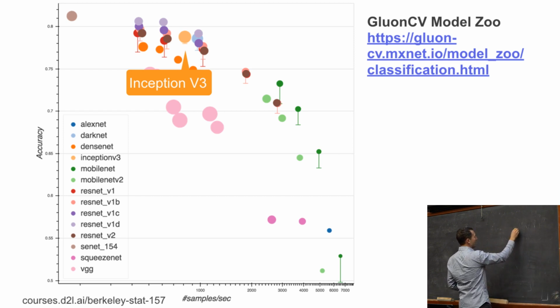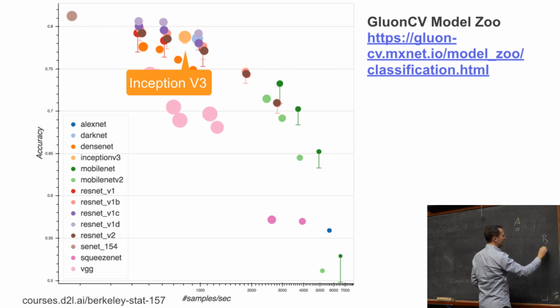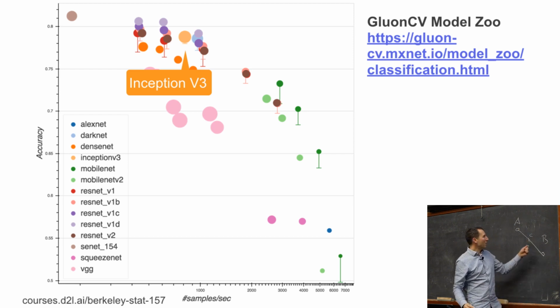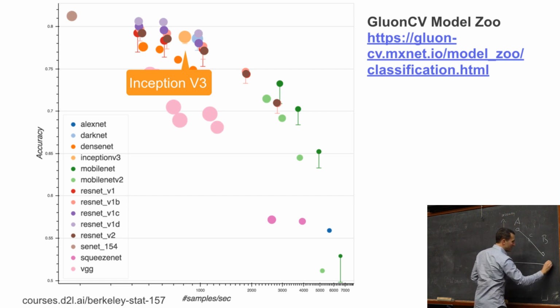Let's say I have two networks, network A and network B. Network B is the fast network. Network A is the accurate one, right? And I want to have some network C which sits here. How can I construct network C from networks A and B? So this is accuracy. This is speed.